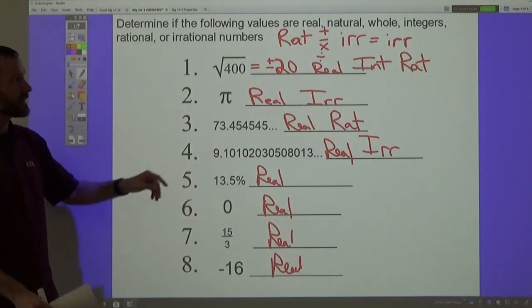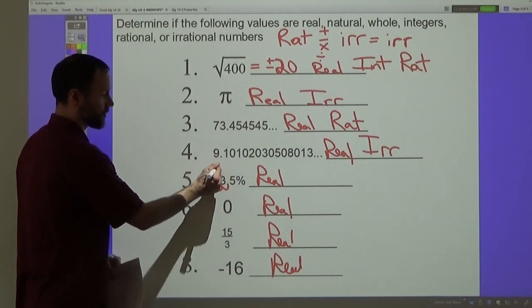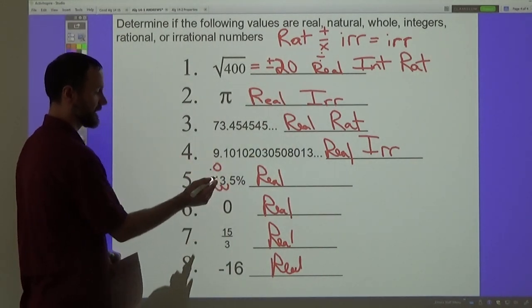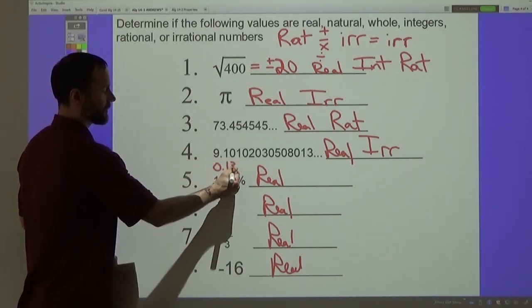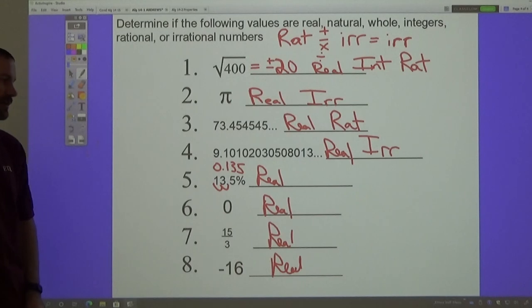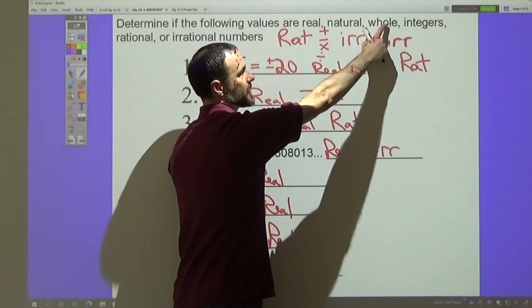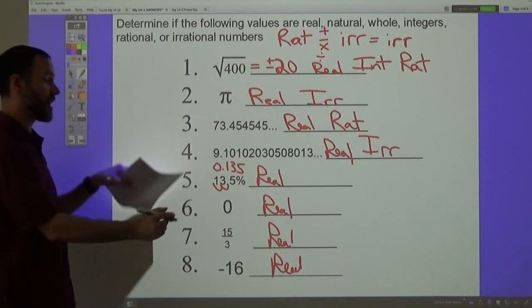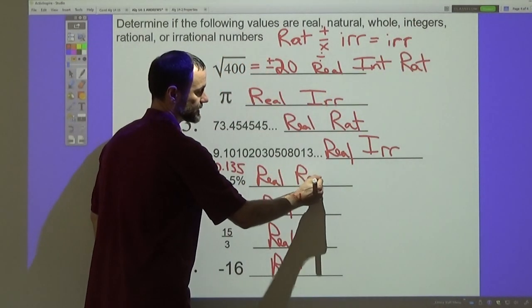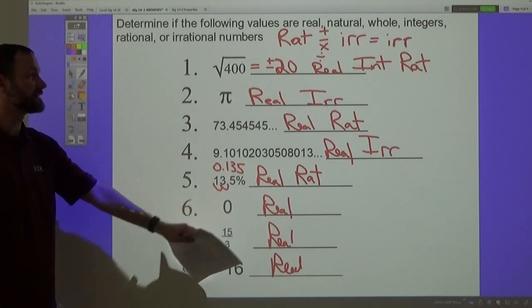Any percent. The percent, when you type the percent into the calculator, if you move your decimal point over two places, we're looking at 0.135. That's really the number that we're looking at there. So is it real? Yes. Is it natural? No, because it's a decimal. Whole? No, because it's a decimal. Integer? No, because it's a decimal. Rational? Yes, because it is a terminating decimal. It stops. Is it irrational? No, because it stops.